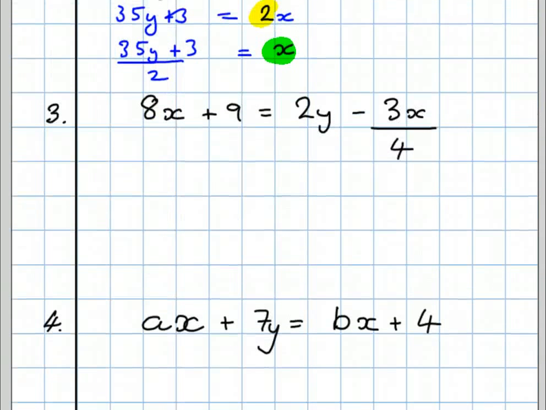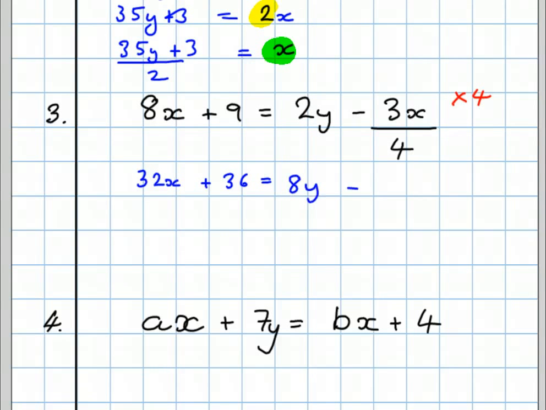Now, what about this more complex looking one? Well, again, we've got a denominator, so I'm going to get rid of that by multiplying the whole formula, equation if you will, by 4, and we get 32x plus 36 equals 2y times 4 is 8y.